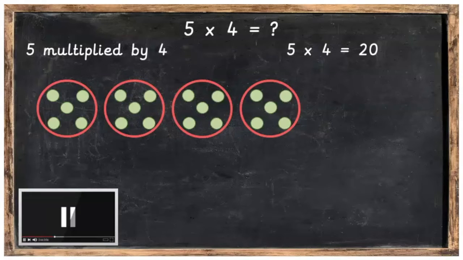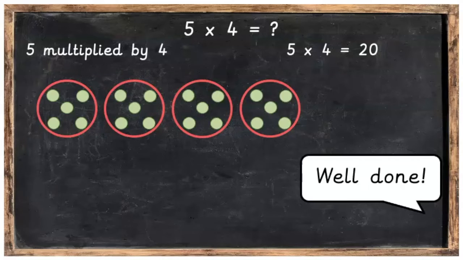Pause the video, get your 20 counters out, and see if you can make 4 groups with 5 in each group, just like this. Then press play when you're ready to continue. Well done. Now, leave these where they are, and we're going to do the other way underneath it.